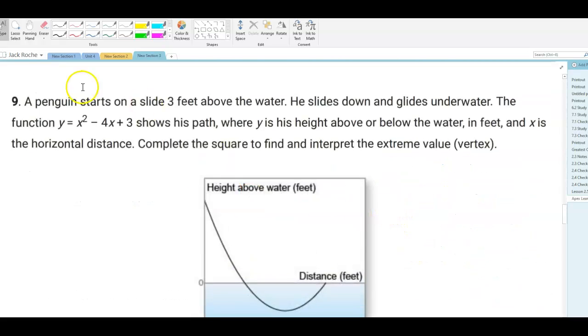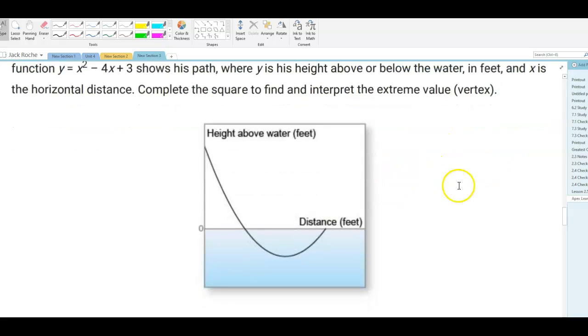So number 9, a penguin starts to slide 3 feet above the water. He slides down and glides underwater. The function is shown, where h is his height above or below the water in feet. Next is a horizontal distance. Complete the square to find the extreme values. So what we're looking for are the zeros here.